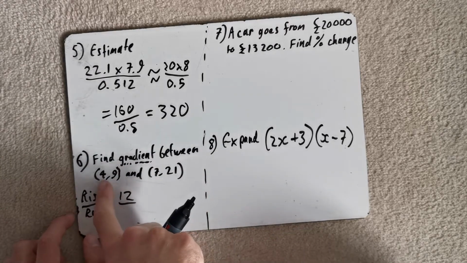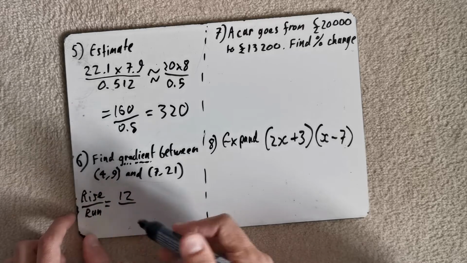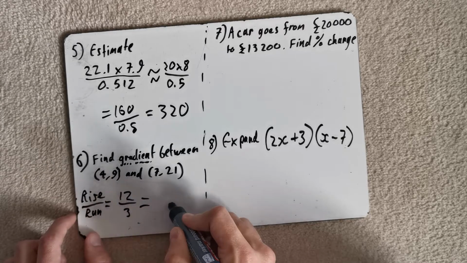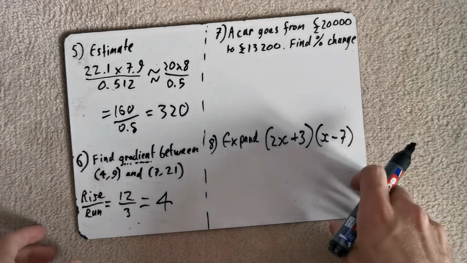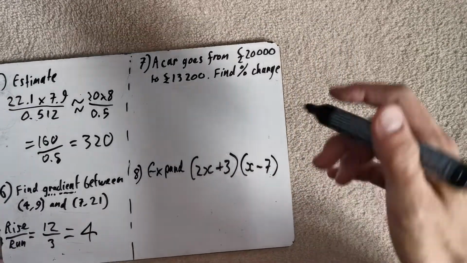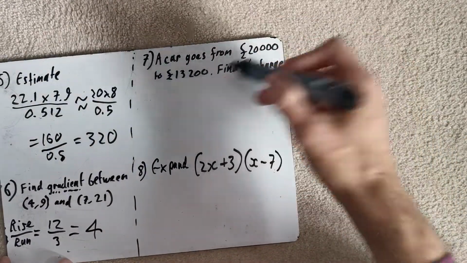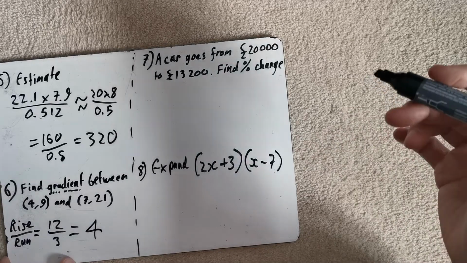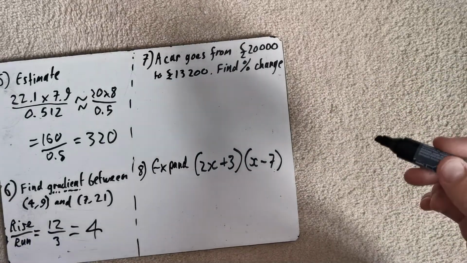X coordinates, it goes from 4 to 7, so that goes up by 3. So 12 divided by 3 is 4. That's the gradient. A car goes from £20,000 down to £13,200. Find the percentage change.